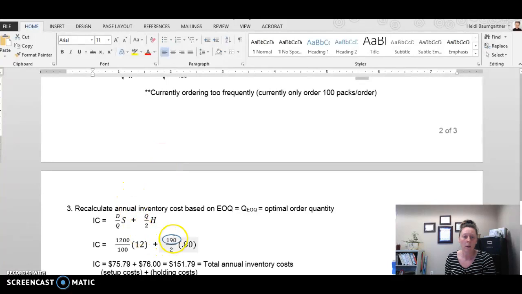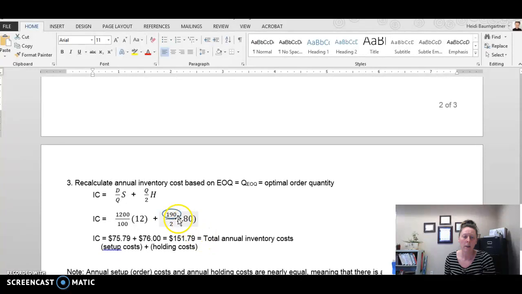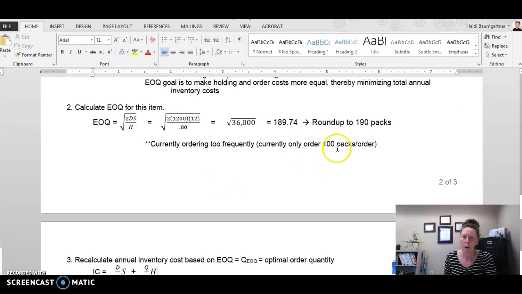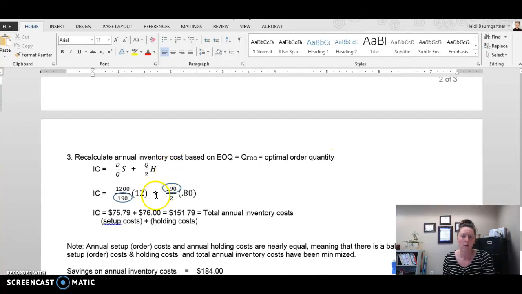So we substitute in our quantity of 190. And sorry, I just paused my video because I noticed an error. Our quantity here, I did not change the 100 to 190. So I just updated that. So 1,200 divided by 190, which was, again, our optimal order quantity. And we substitute those two numbers in and do the math again. And you get 75.79 plus $76 equals $151.79.